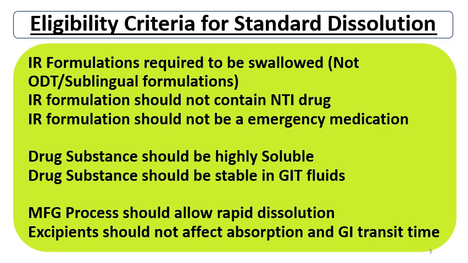Then the formulation should contain excipients which do not affect or change absorption or permeation of the drug substance through the GIT, and should not affect the GI transit time. Like if your formulation contains an excipient like a surfactant or any other material which can affect the absorption, permeation or GI transit time, then the formulation will not be eligible for this.